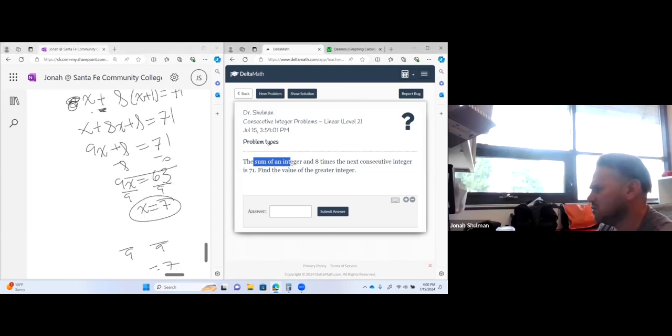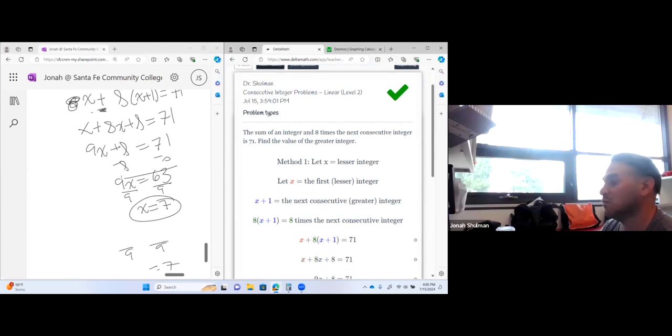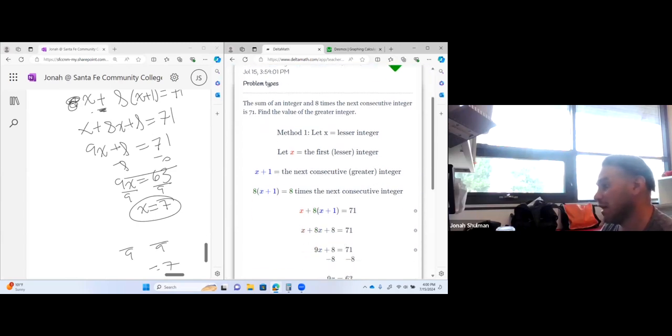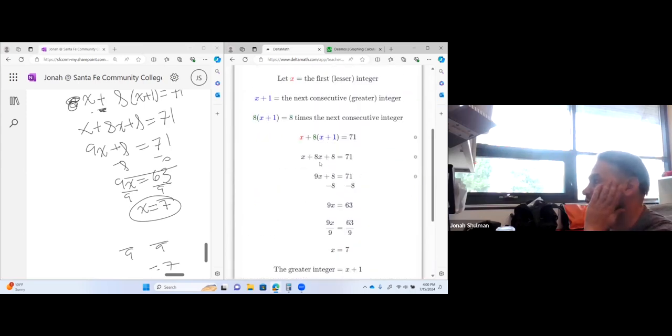So the sum of an integer and 8 times the next consecutive integer. The next consecutive integer is not 7, it's 8. I know that seems crazy. We did all this work to get 7, but the next one on the line is 8. And that's why these questions are so hard for students. Sometimes they'll pick 7. Sometimes they'll plug in the 7 and do 7 plus 1 is 8, 8 times 8 is 64, right? They might pick 64. That's what makes these problems so tough for kids.